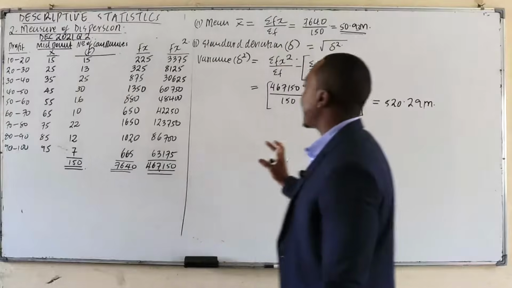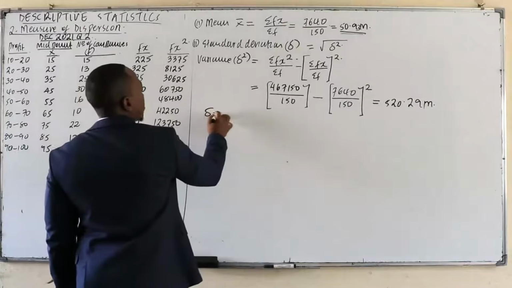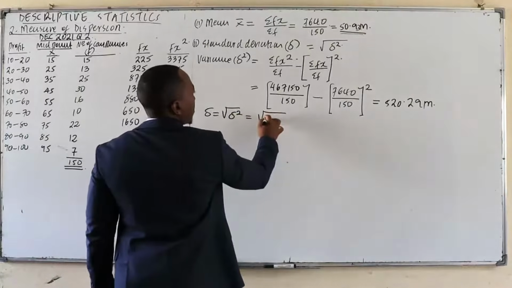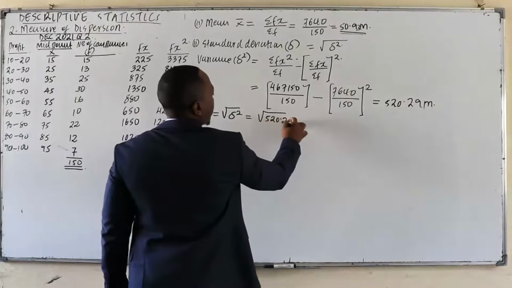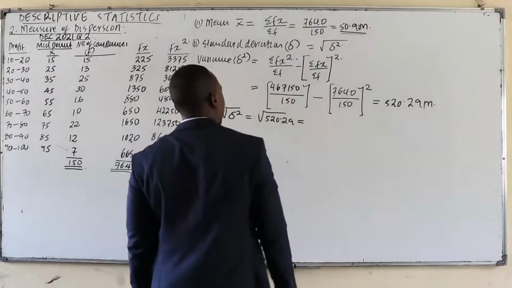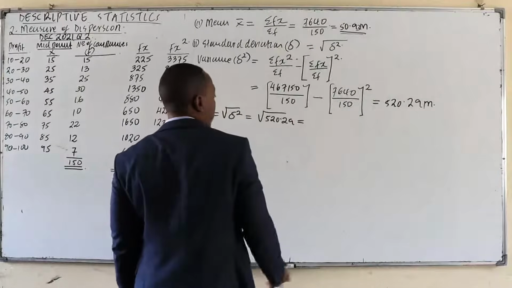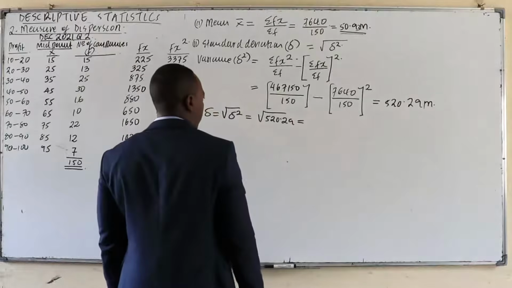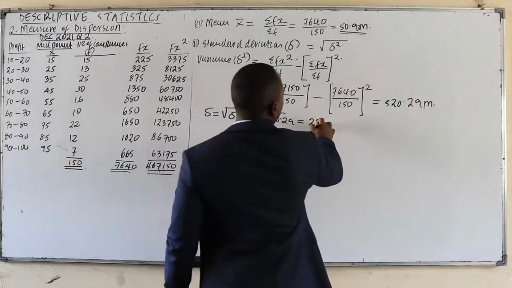But what you need is the standard deviation. So to get the standard deviation, you get the square root of the variance. So now you get the square root of 520.29. So the square root of the answer is 22.81.